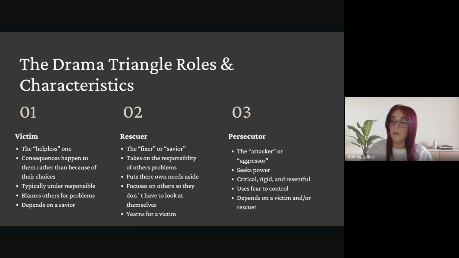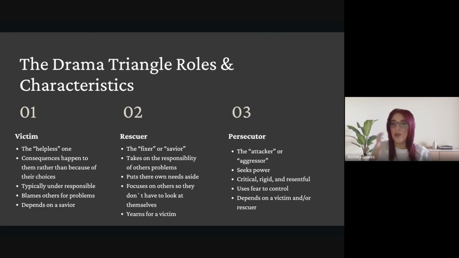You might be the victim, somebody else might be the rescuer. Okay, persecutor, very last role. This is the attacker or the aggressor. They seek power. They're critical, rigid, resentful. They use fear to control, and they depend on a victim and or a rescuer. Okay, so they kind of depend on both because they have to exert that power and control.